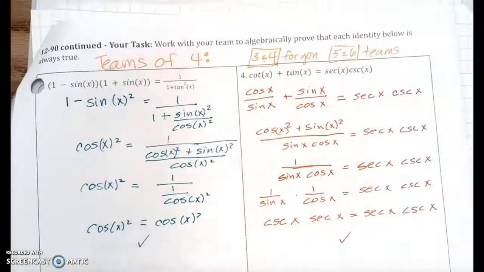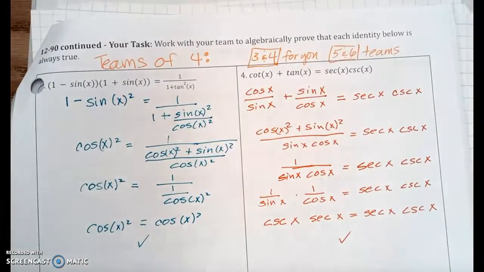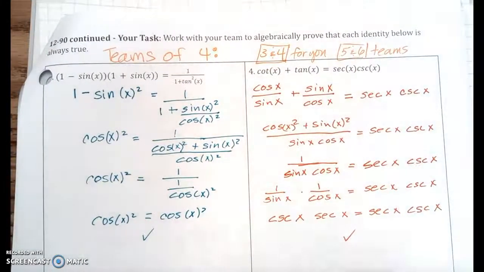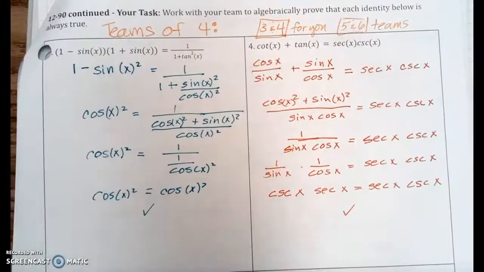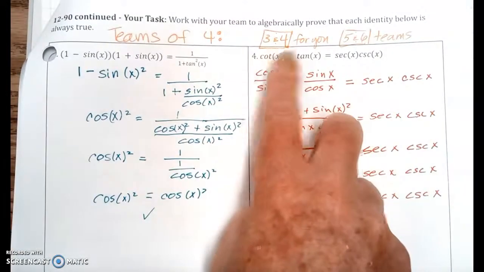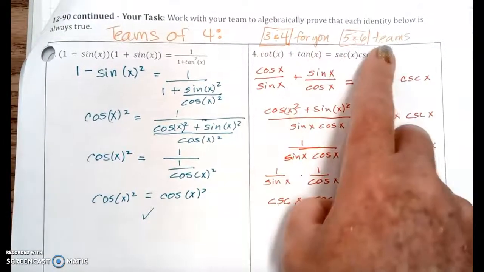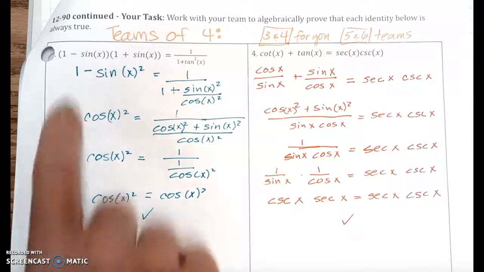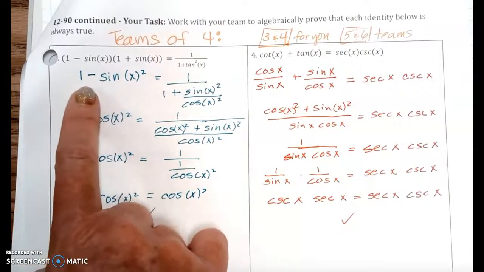Go ahead and flip over to the top of page 20. All right, at the top of page 20 is question 90, where it says you're going to work with your team to prove each identity below. I'm going to do 3 and 4 for you, and then in your teams you're going to do 5 and 6.